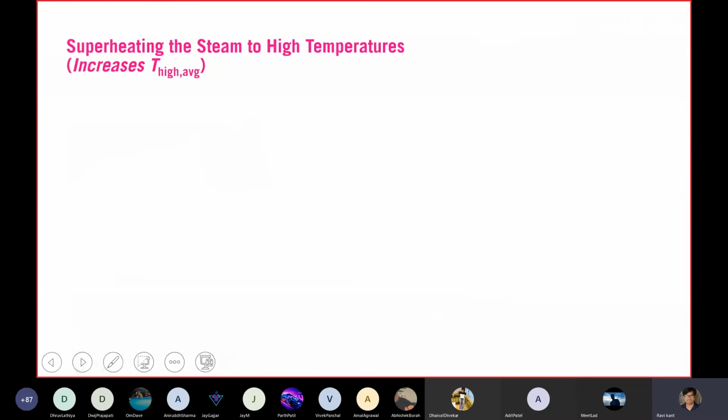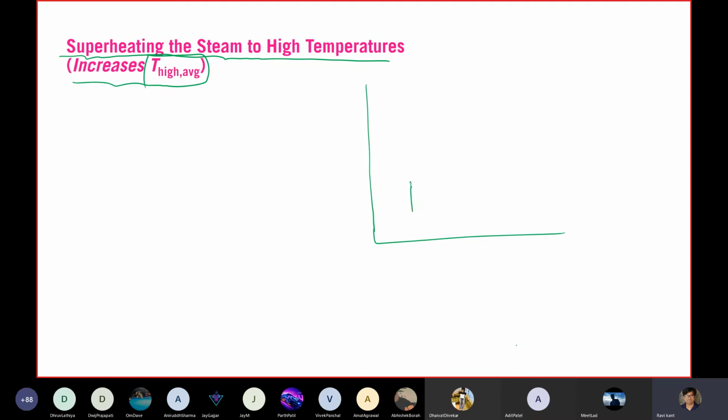In a similar way, can I do superheating of steam to higher temperatures? And this gives the notion of higher boiler temperatures. How? Let's see here. So I have 1 to 2, 2 to 3, 3 to 4, and come again. Now what am I doing?